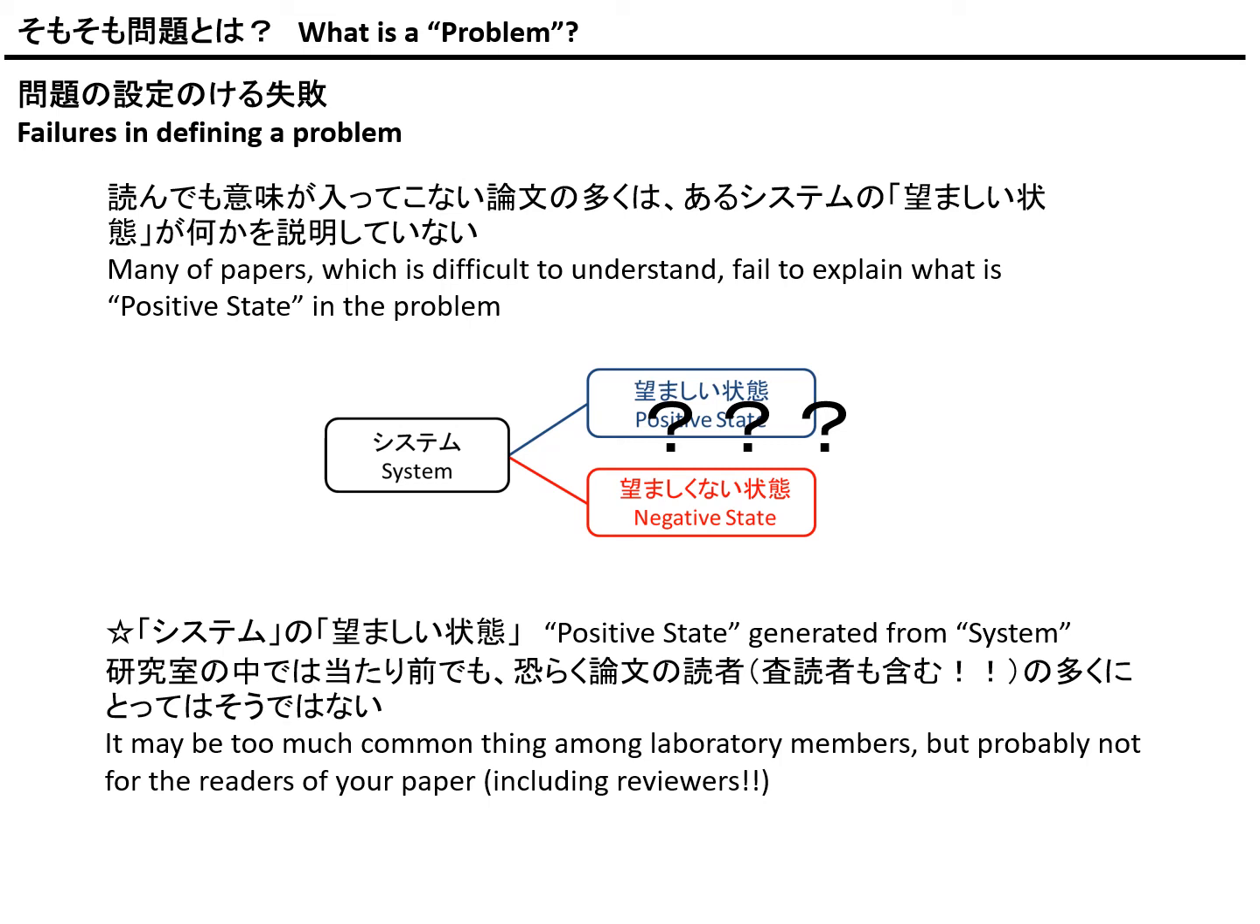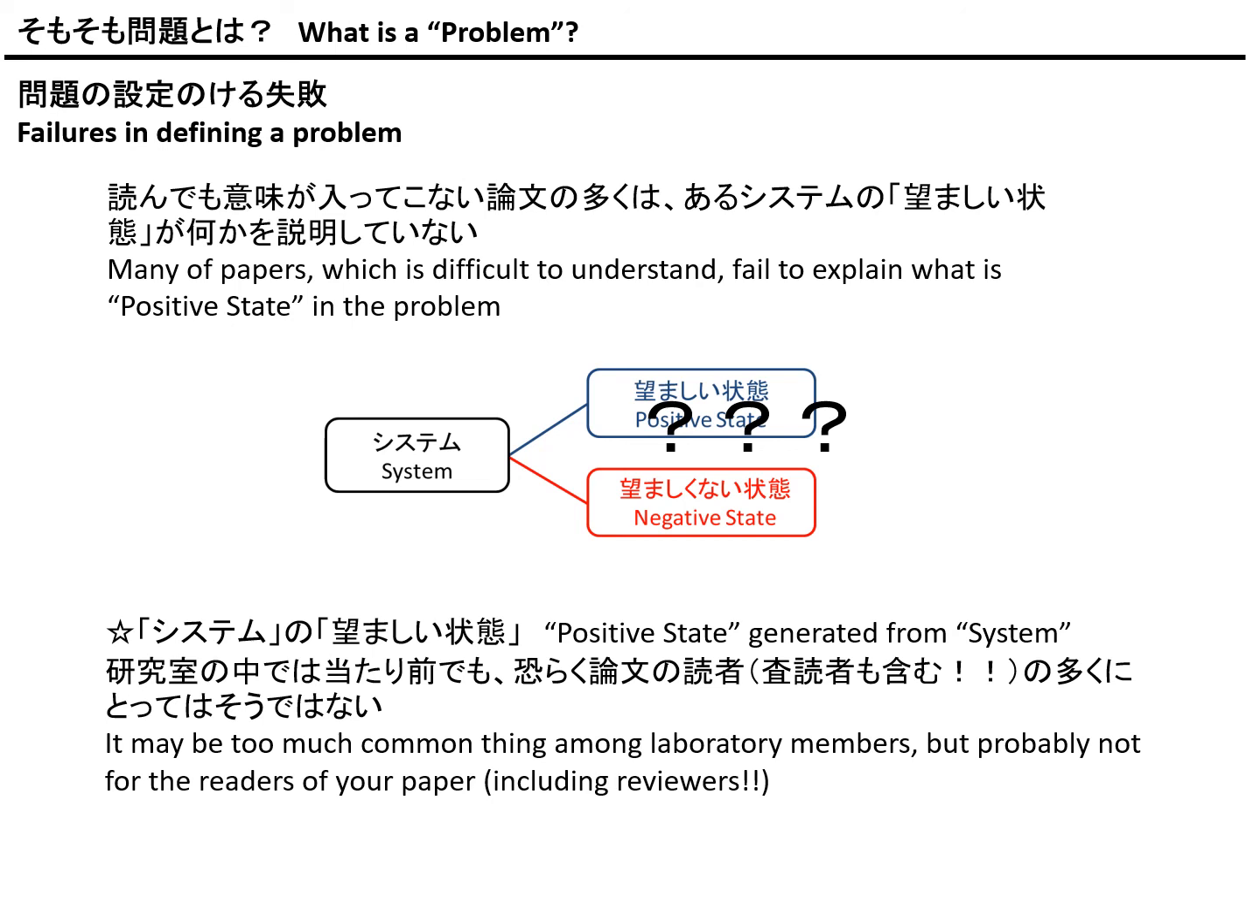Now, as I mentioned, to define a problem clearly, you need to define these three information components. But many of the papers, which I couldn't understand, obviously failed to describe what the positive state is that the system is expected to generate. So why does this happen? This is just my guess, but it may be too common. The positive state may be too common a thing among laboratory members.